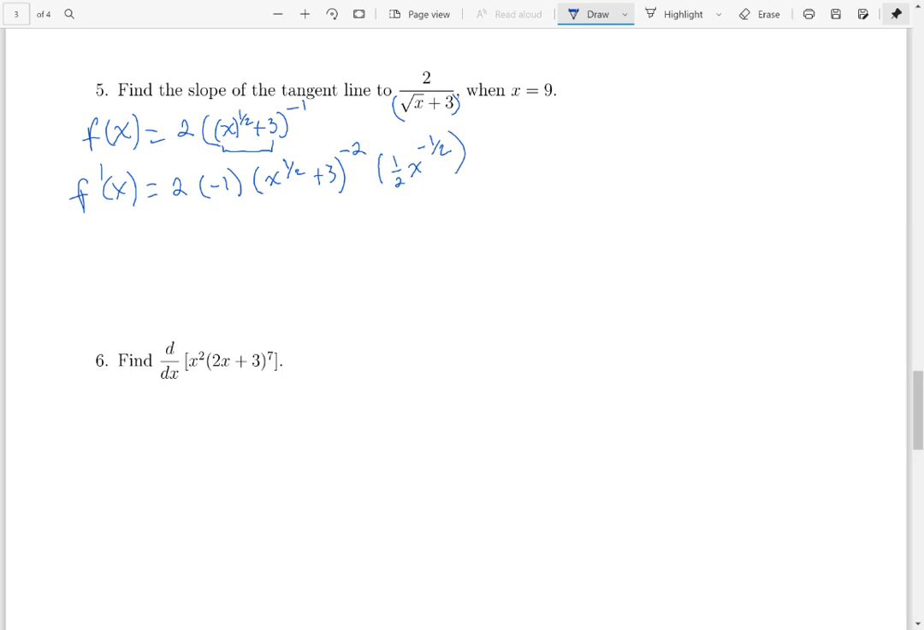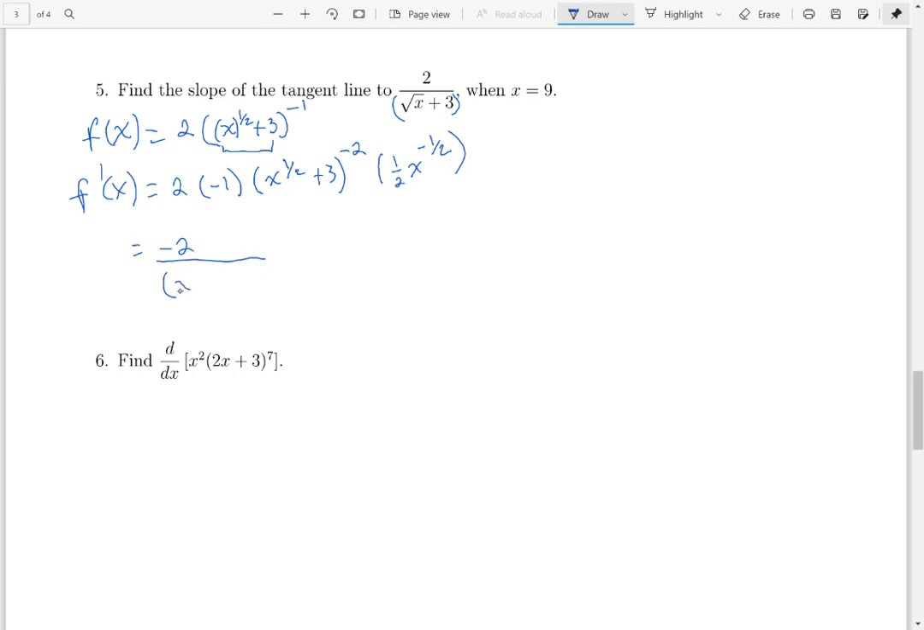Now at this point, maybe we didn't really help ourselves, but we can try to clean this all up. This is going to be negative 2, and then x to the 1/2 plus 3 to the negative second, I can put that in my denominator.